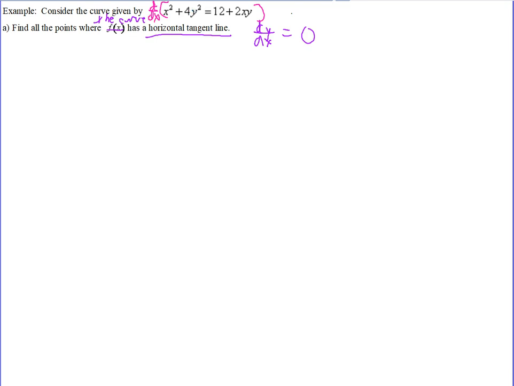So the derivative of x squared is 2x, plus the derivative of 4y squared is 8y, and then the derivative of the y term, and that's where dy/dx comes in. The derivative of 12 is 0. And then to take the derivative of 2xy, we have to use the product rule. So we take the derivative of 2x is 2 times y as it is, plus 2x as it is, times the derivative of y is 1, but that's dy/dx.